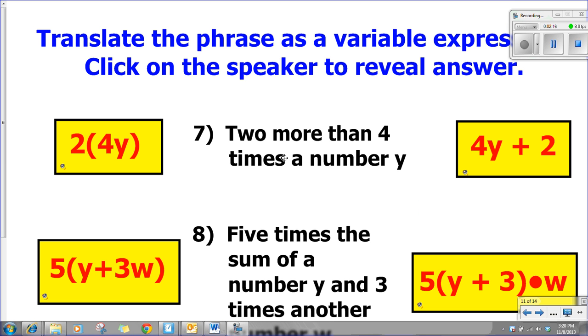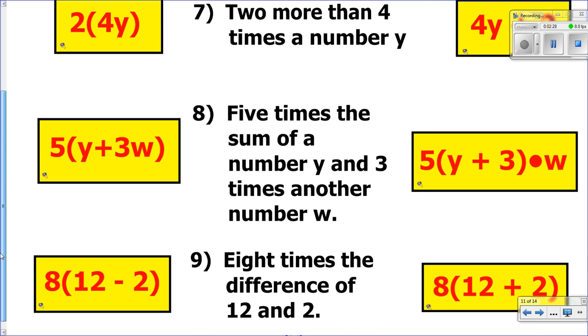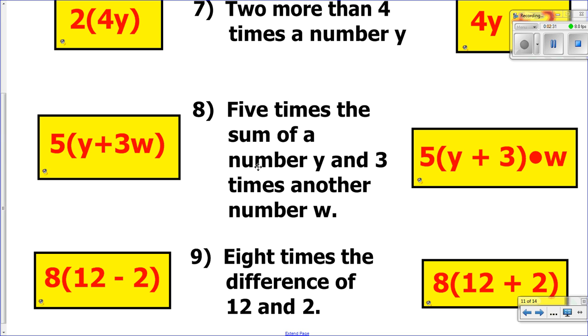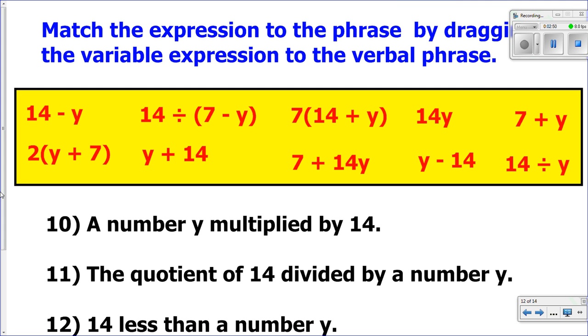Okay, 2 more than 4 times a number would be this one right here. There we go. 5 times the sum of a number y and 3 times another number w. There we go. I know the answers. 8 times the difference of 12 and y. Do this one over here. Now I combine these.